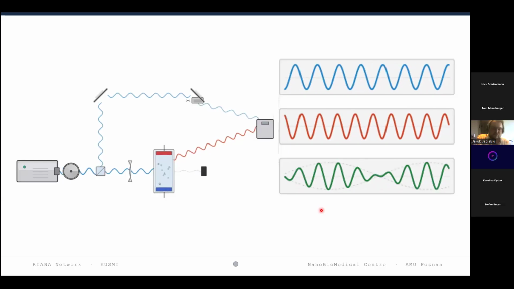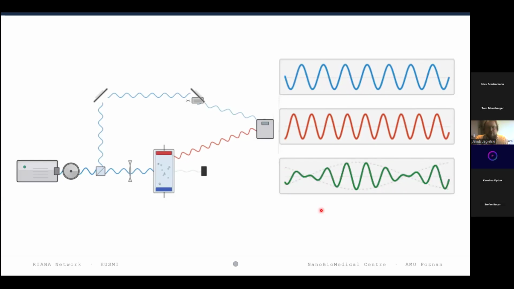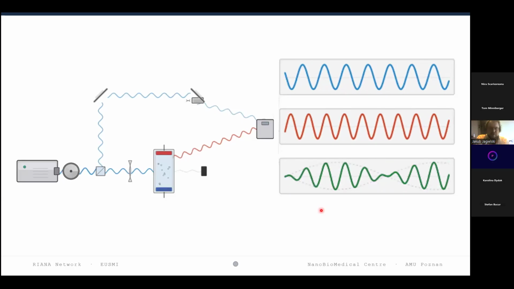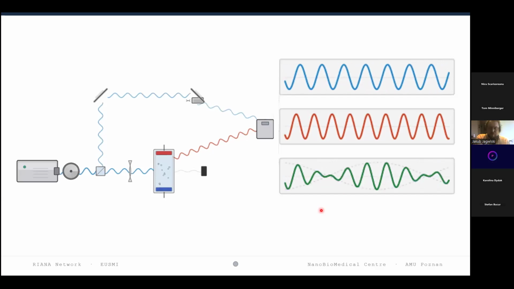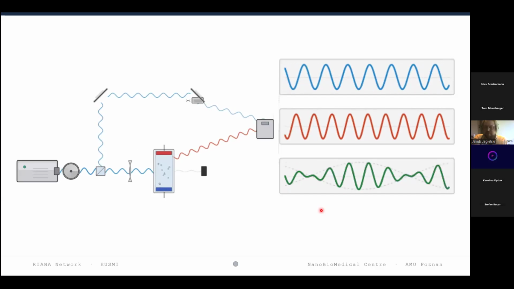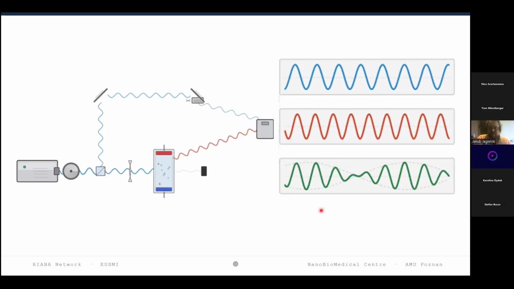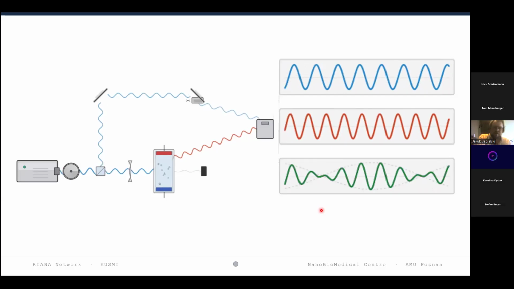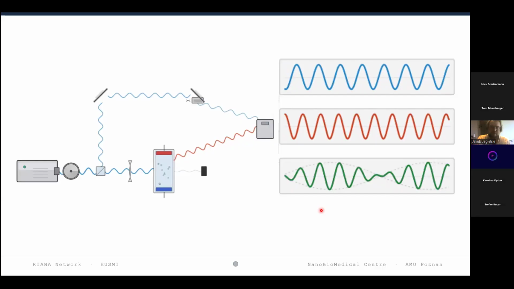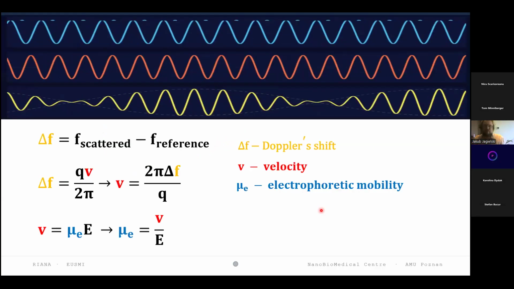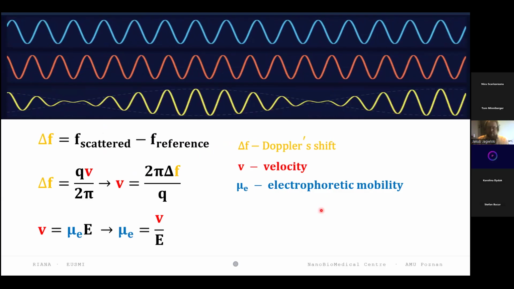As I told you, the scattered beam is shifted in frequency very slightly, which is not possible to detect by common methods. But by superimposing the beams, we obtain this beat wave, from which we can extract the Doppler shift, which is then used to derive the zeta potential.